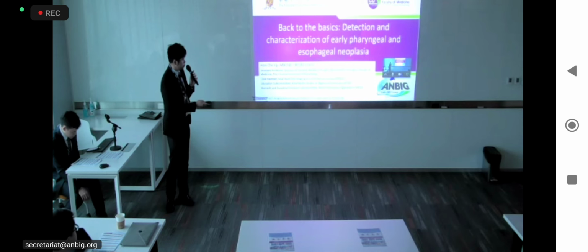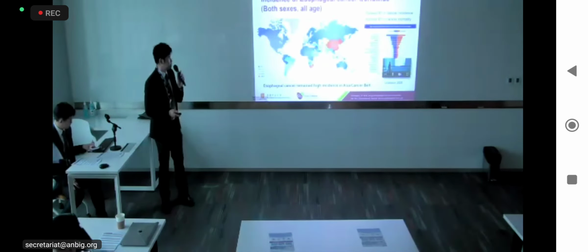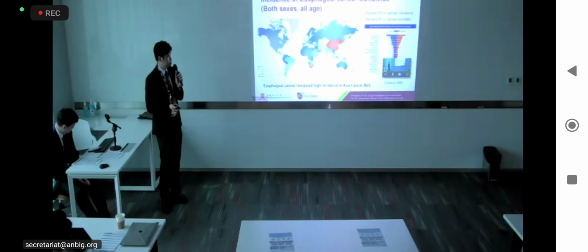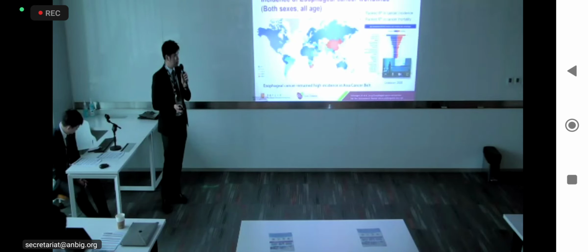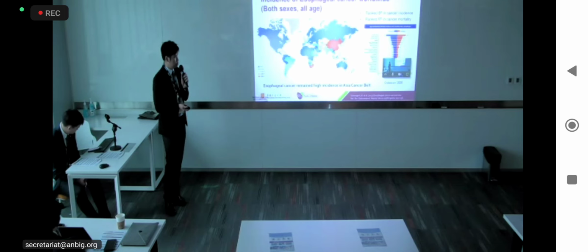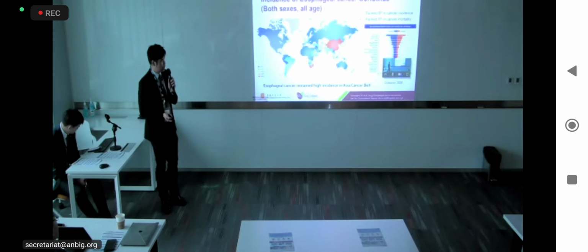So to begin, I think we have to know that esophageal cancer remains an important disease, especially squamous cancer. Even in Hong Kong, this is still a dominating cancer, and also one of the deadly cancers, because most of these patients, even in Hong Kong or many areas, were diagnosed at a very late stage. So we would like to see how we can improve our detection and diagnosis of these cancers.